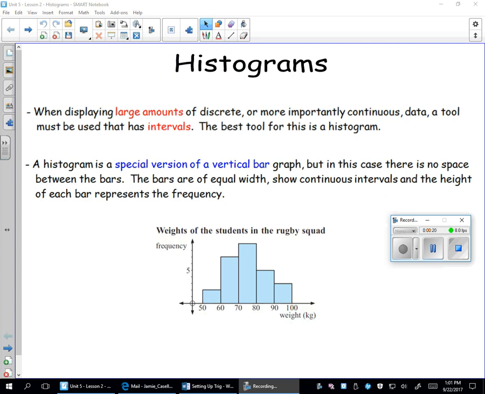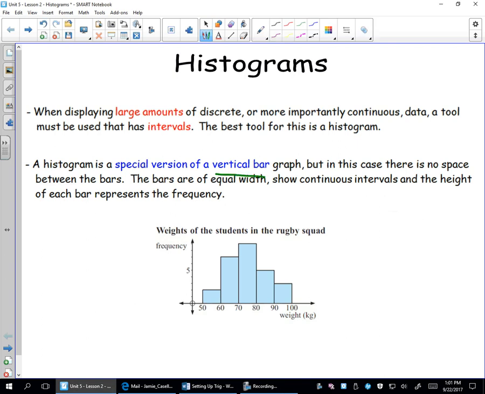Now, theoretically, we should be using it for continuous data most of the time, but we can use it for discrete data also if there's enough of it. But it means we have to put things into intervals. As I was saying, it's a special version of a vertical bar graph, but in this case, there is no space between the bars. The bars are always equal width. They show the intervals, and the height is our frequency.